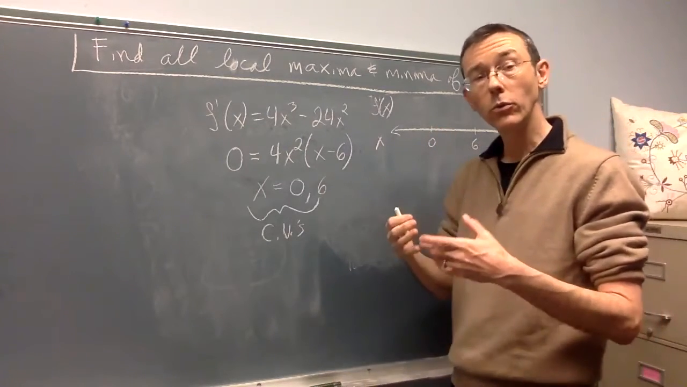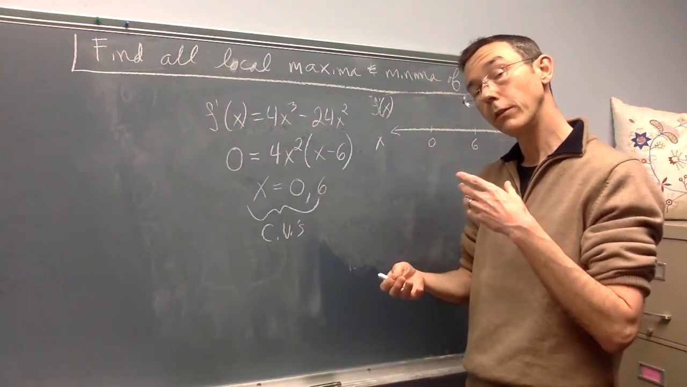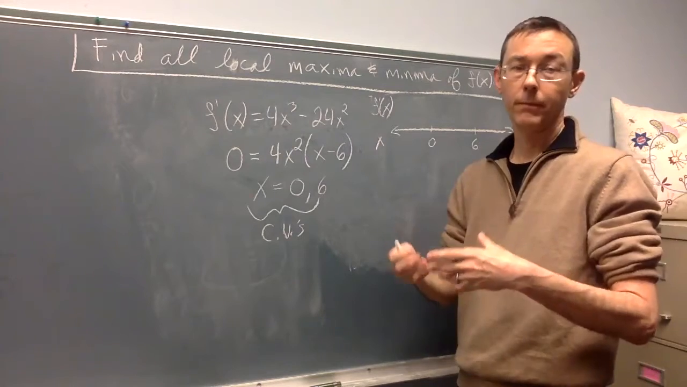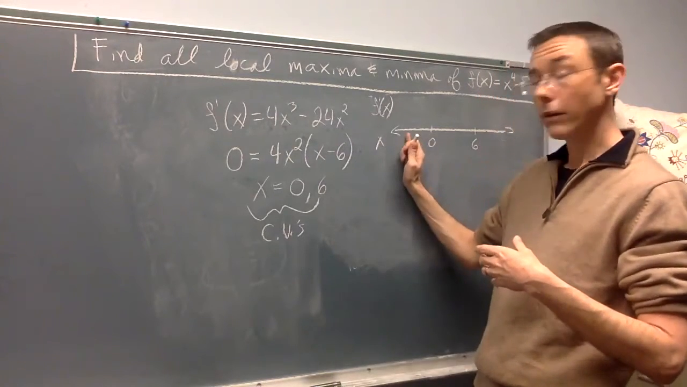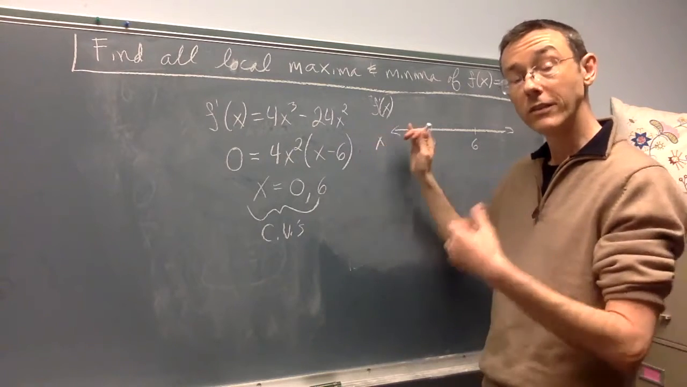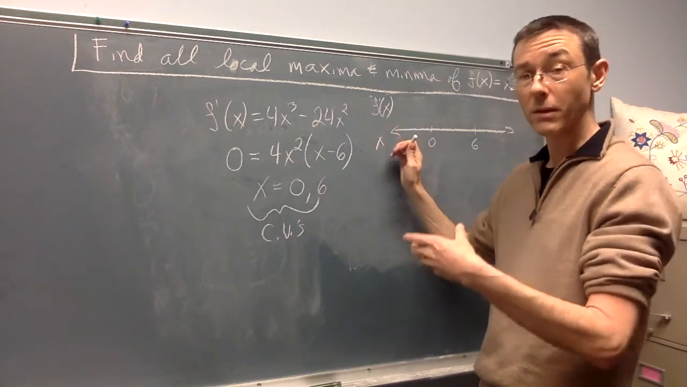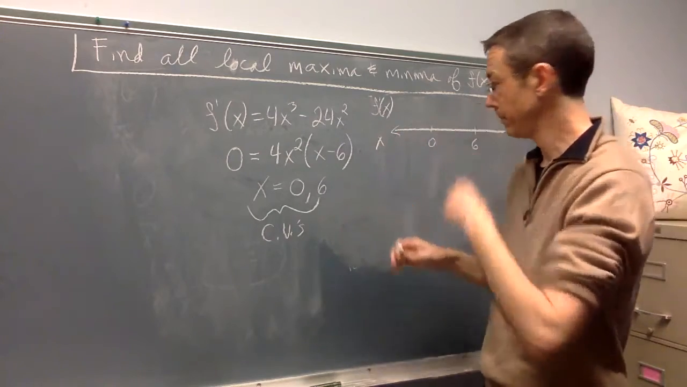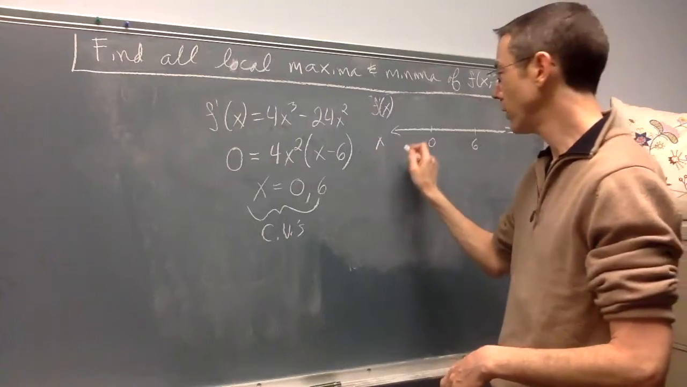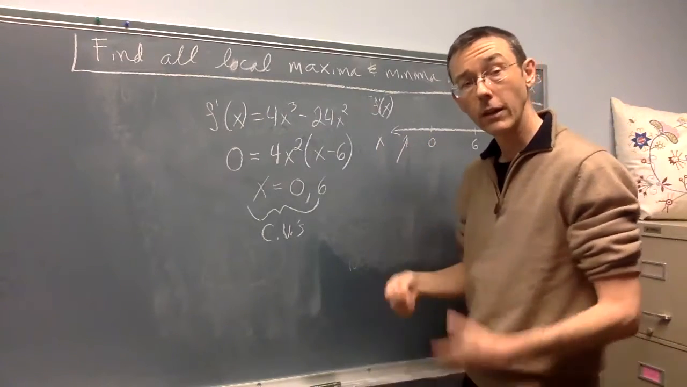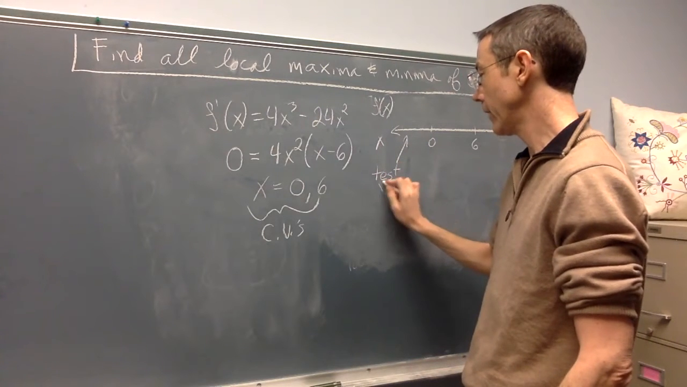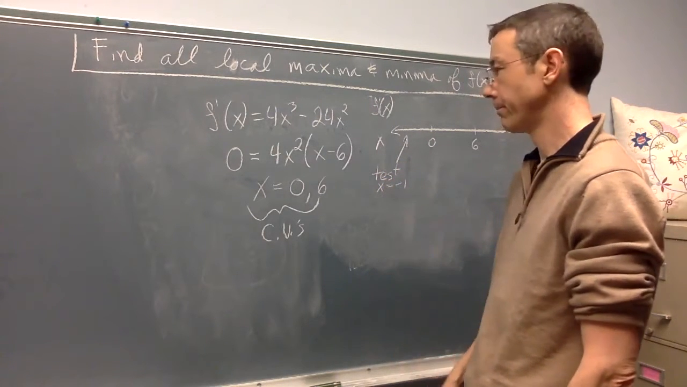So all I need to do to determine where the derivative is positive and where it's negative is to check a single point on each interval. If the derivative is positive at a single point in this interval, it's going to be positive in the whole interval. If it's negative at a single point in that interval, it's going to be negative over the whole interval. Let's pick some friendly values. For x less than 0, the easiest number I can think of is x equals negative 1. Let's test x equals negative 1.